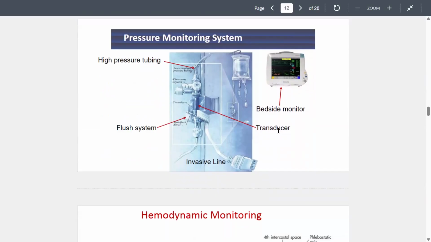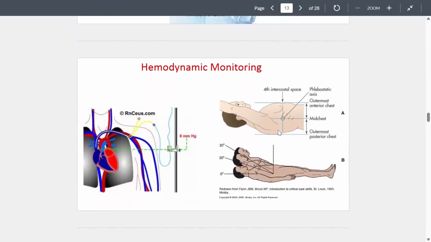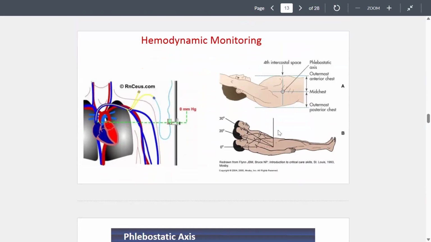The phlebostatic axis, and this is the transducer, and the phlebostatic axis is identified here. We have to look at the intersection between the mid chest and the fourth intercostal space. When the fourth intercostal space line intersects with the mid chest, that point has to be marked with a permanent mark, like a Sharpie, which stays while the patient is in the ICU. So anytime you measure any of the hemodynamic monitoring values, we level this point with the transducer.